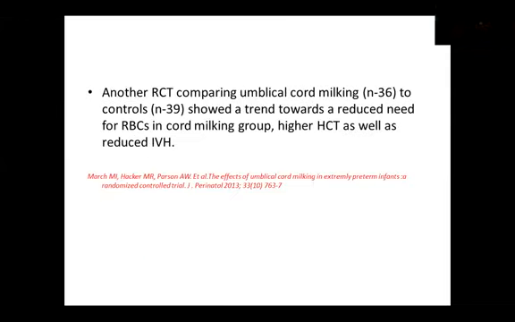Another RCT was done comparing umbilical cord milking to a control, with 36 and 39 in the groups, and showed a trend towards reduced need for RBCs in the cord milking group, resulting in higher hematocrit as well as reduced IVH. Still, a lot of studies have to be done to prove this.